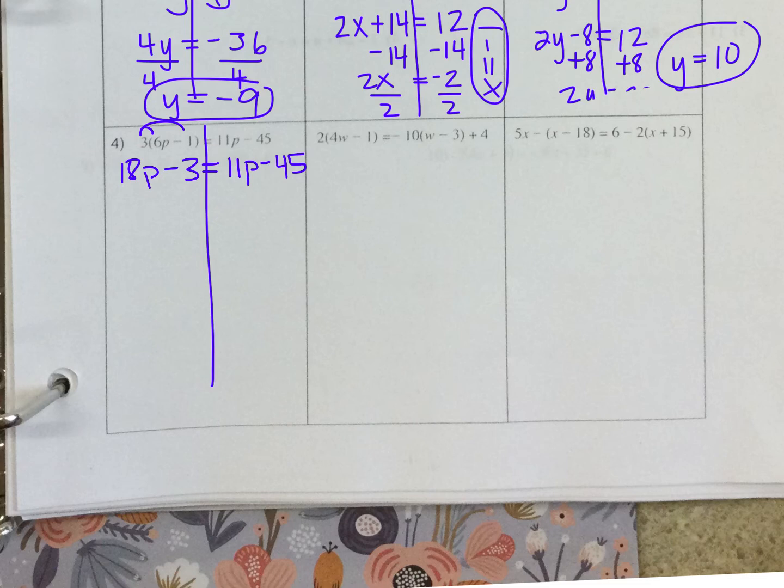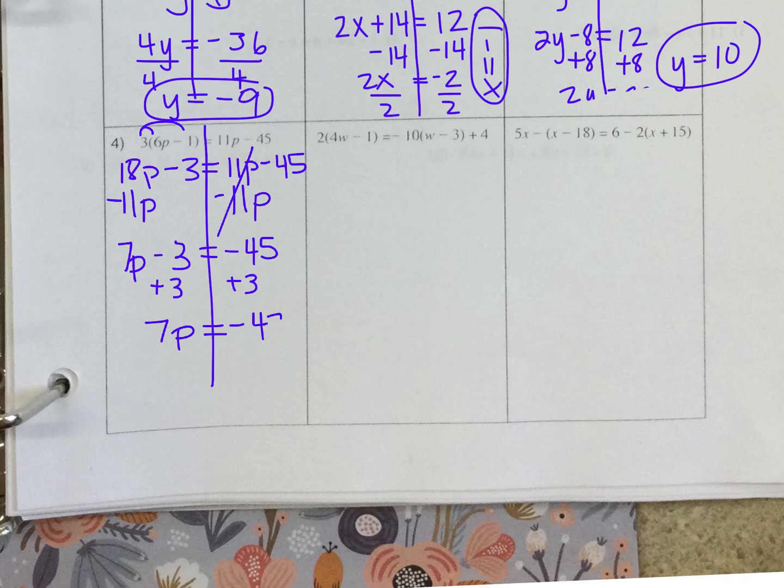So now it's time to do step 5, which is to move the variable to the left side. So I take the one on the right, and I'm going to subtract it. I'm going to be left with 7p minus 3 equals negative 45. Now I need to get the 3 and the 45 together, so I'm going to add 3. 7p equals negative 42. Now I got to get the p by himself by dividing. P equals negative 6.